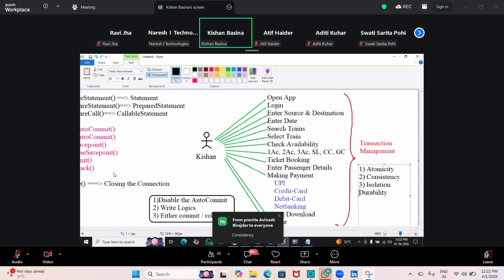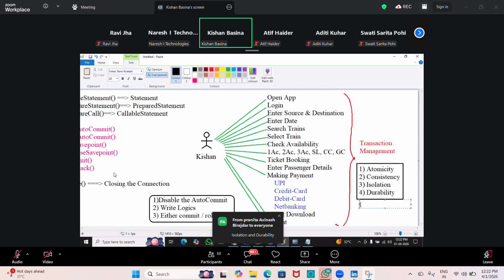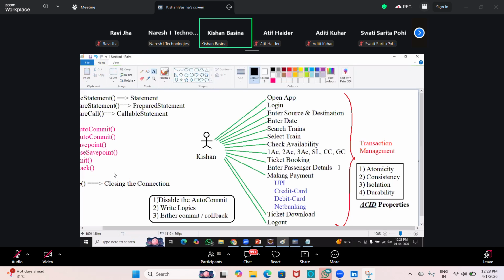Atomicity, consistency, isolation, and durability. Whenever you are performing transaction management, we need to keep in mind all these four properties. These are most commonly known as ACID properties. In interview point of view, this plays a crucial role. What are ACID properties? Atomicity, consistency, isolation, and durability.